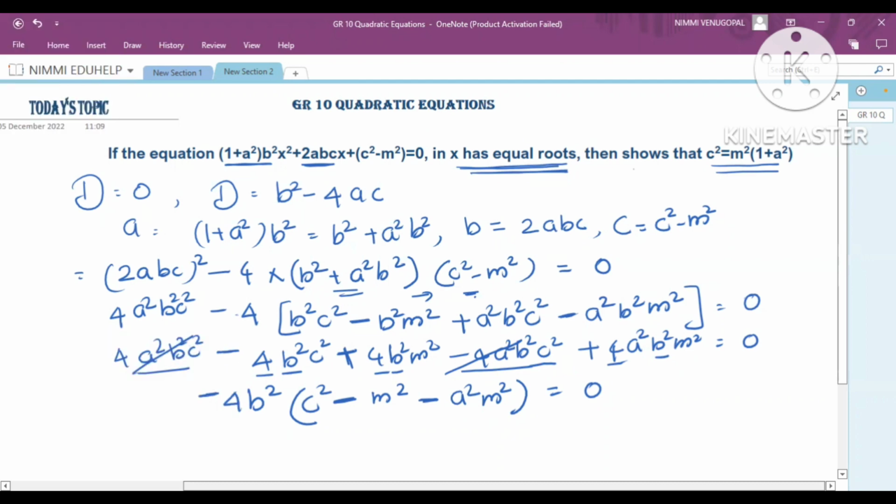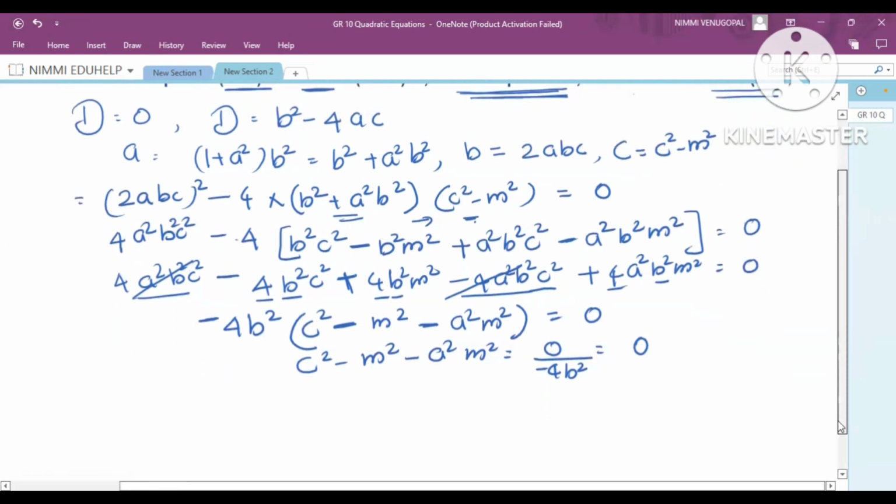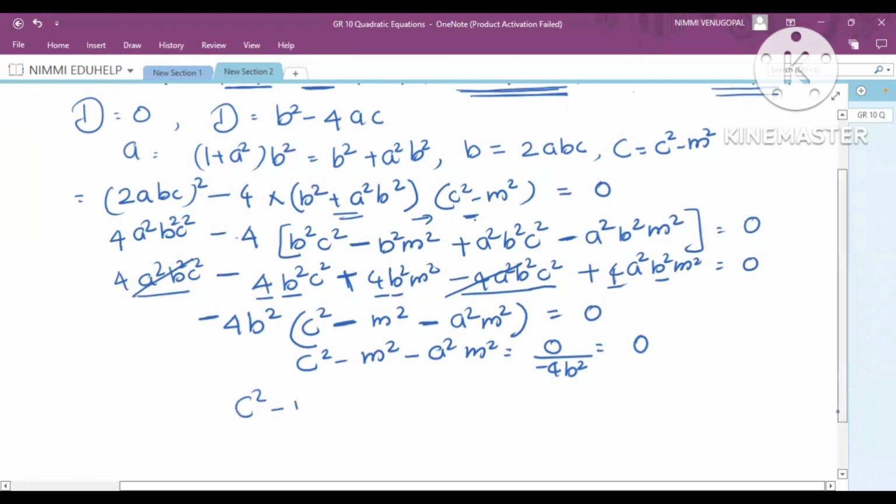So this is a product, no? That means we can transpose it to the other side. We are going to divide 0 by minus 4b square. Whenever the numerator is 0, the answer is what? 0. So c square minus m square minus a square m square is equal to 0.